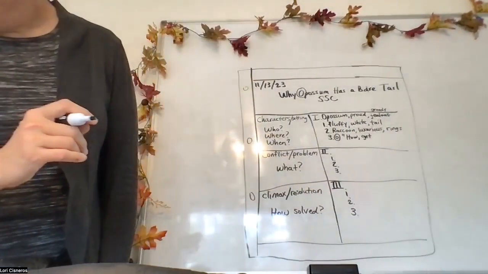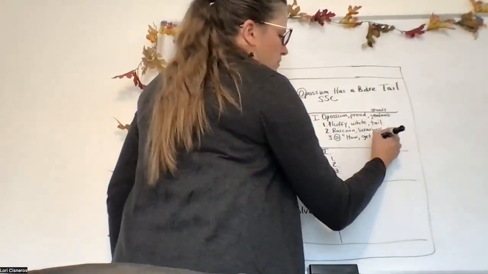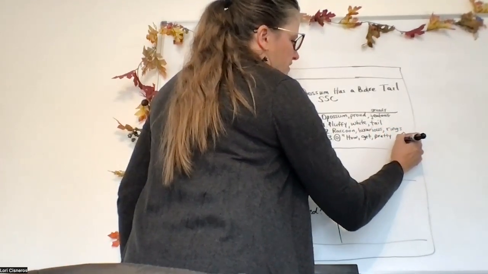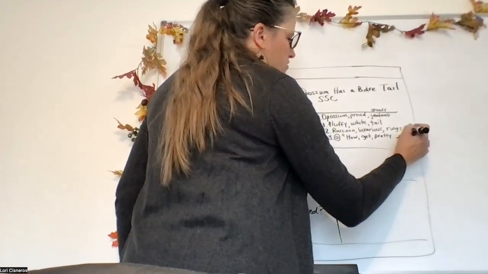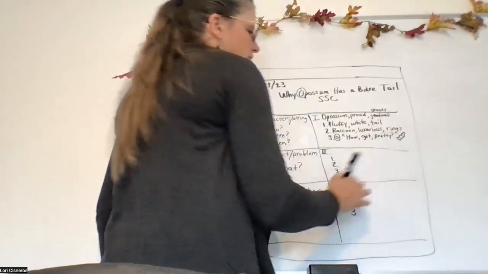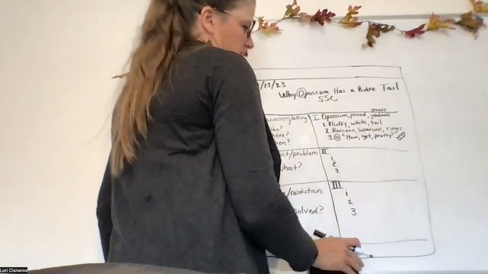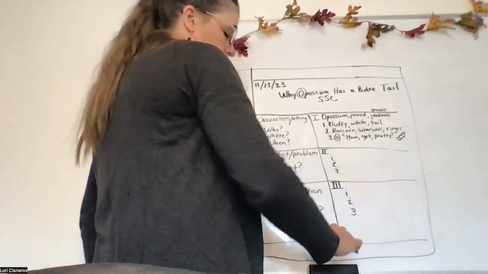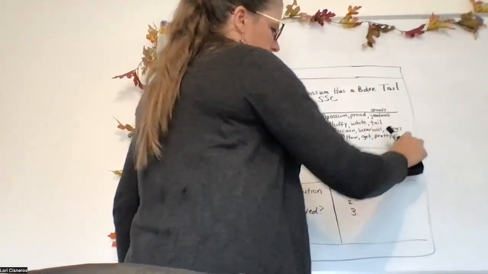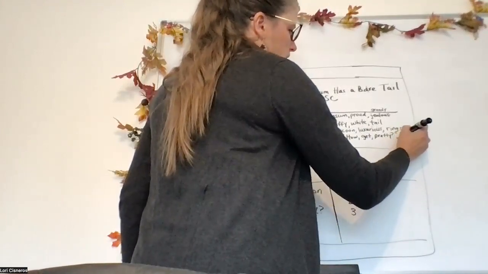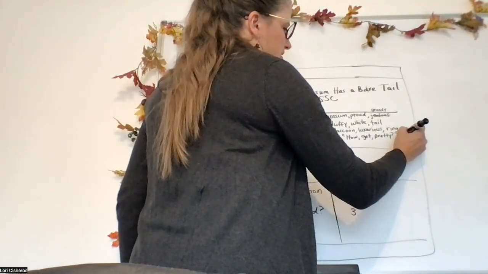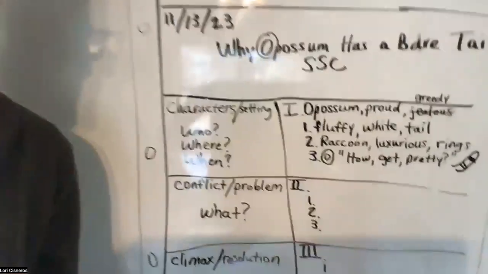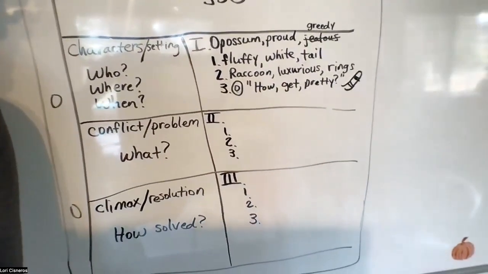How get pretty tail? Maybe we could draw a little tail here. Because remember his tail was striped, so we're going to draw stripes. It kind of looks like a tail. How get pretty tail? Let me fix my tail. Show Rebecca. Don't forget she's on there. Yes. I already knew. Here we go.